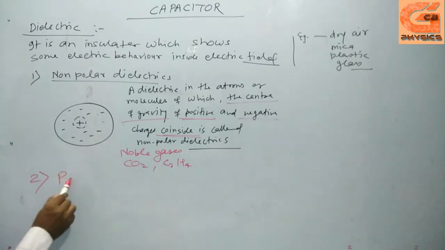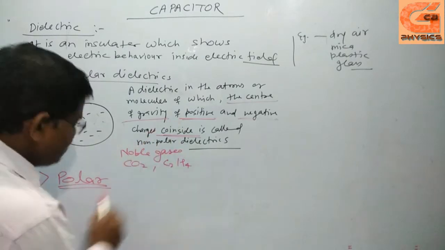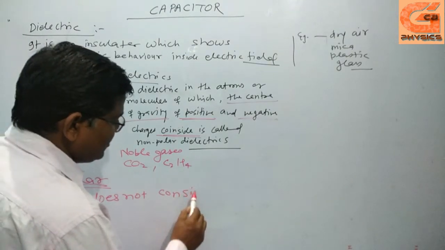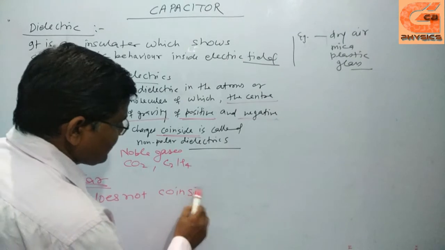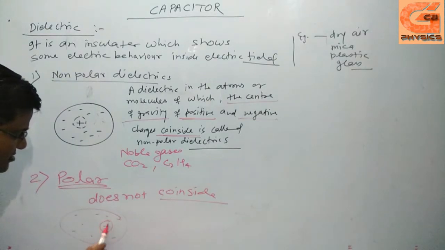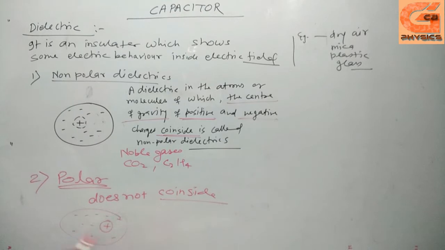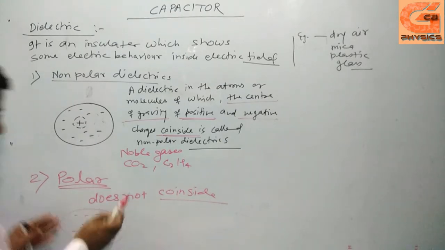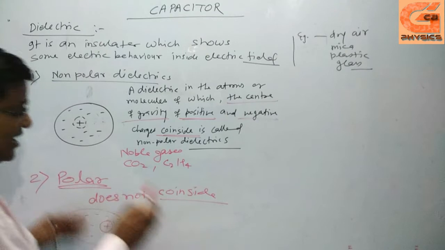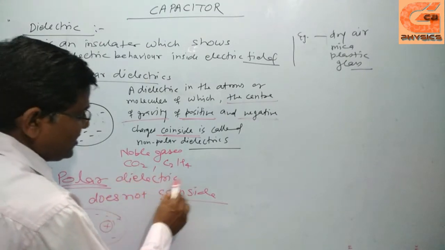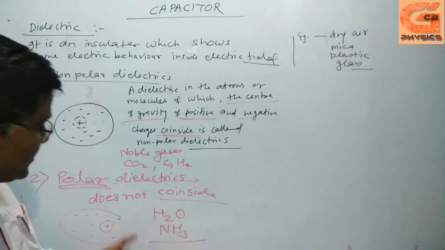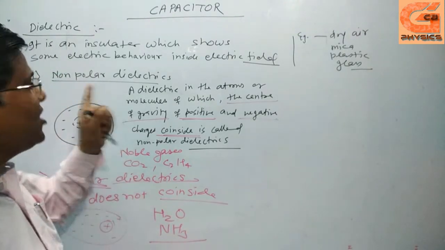The second type is polar dielectrics, which means the centers do not coincide. Only difference is this: they do not coincide. Suppose this is the negative charge and this is the positive charge, and the center of positive charge and center of negative charge do not coincide, then it becomes a polar molecule, that is, a polar dielectric. Examples are H2O, NH3 and more. This is the polar dielectrics and this is the non-polar dielectrics.